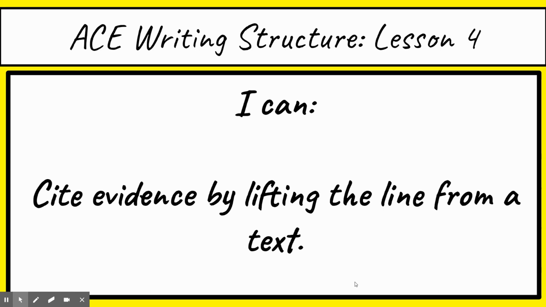You do this by citing the relevant article, the page, or the paragraph, and then extracting or taking out the words and phrases from the text. I'm going to show you what I mean in this lesson. By the end of this lesson, I want you to be able to cite evidence by lifting the line from a text.